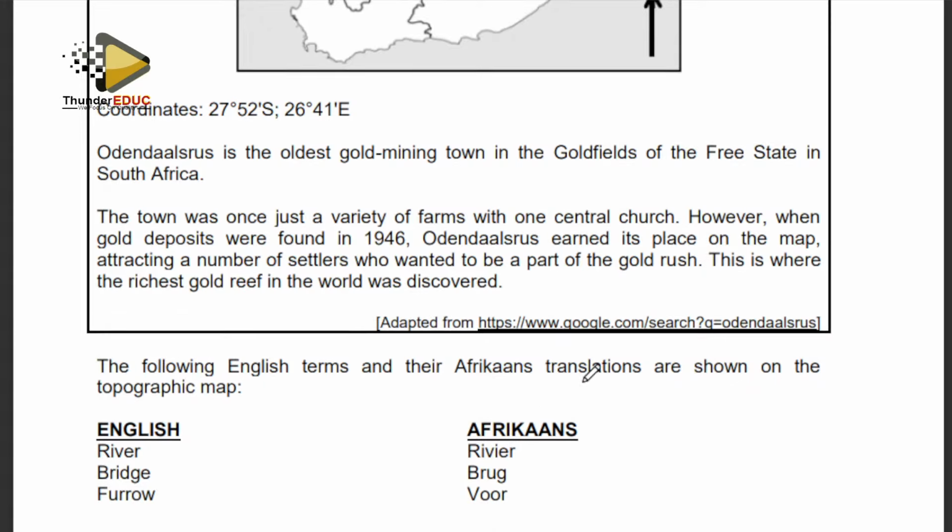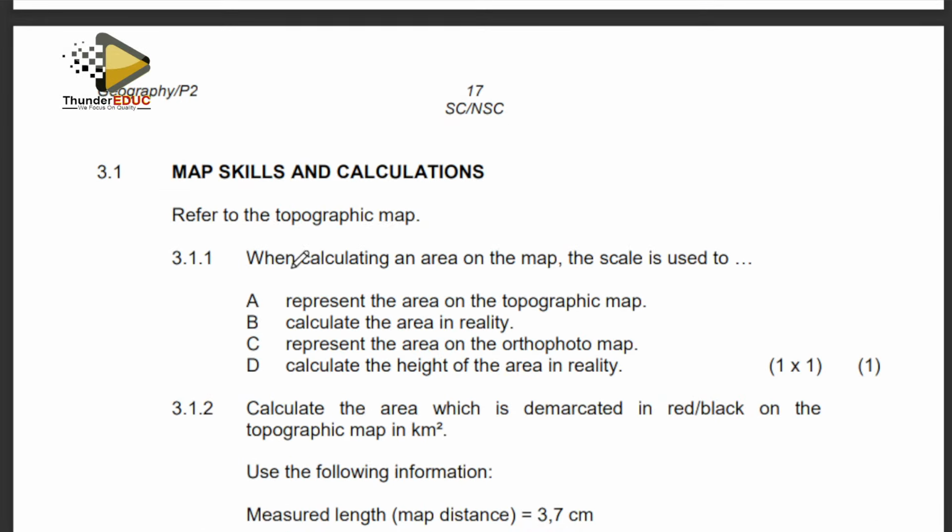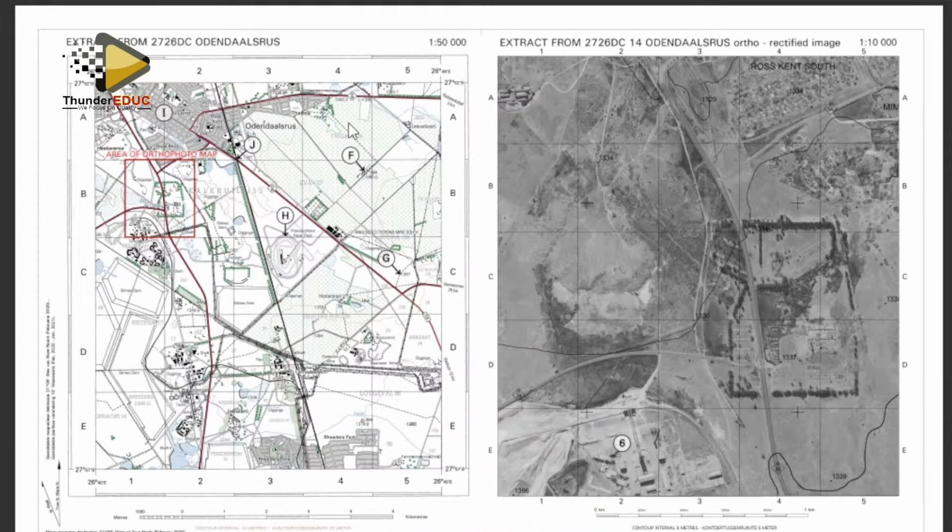We quickly go to the questions. I will open the map and we'll look at the question. We are going to start with the map skills and calculations. They say refer to the topographic maps. So learners, before you start even looking at the questions that are asked, you start by looking at the kind of map that you are asked to refer to. Since the question is asking to refer to the topographic map, we quickly look at the topographic map. So here are the two maps that we are supposed to use. This is the topographic map, and this is the orthophoto map.